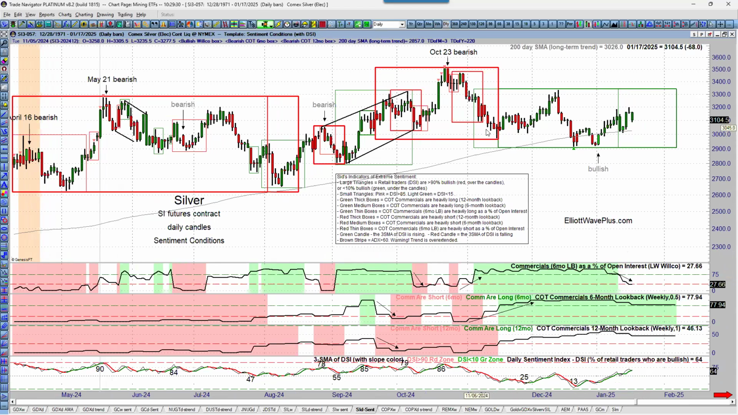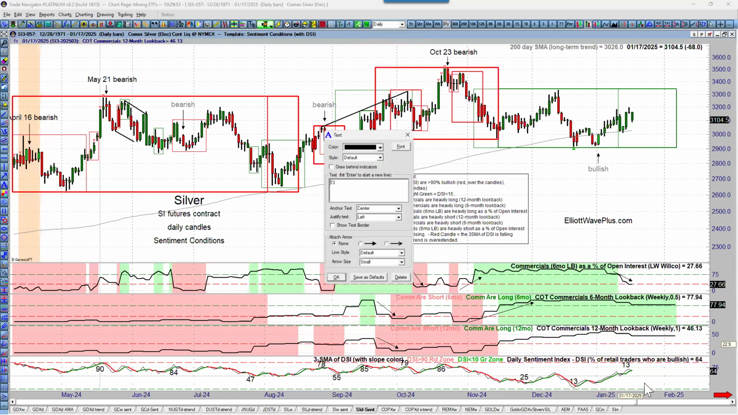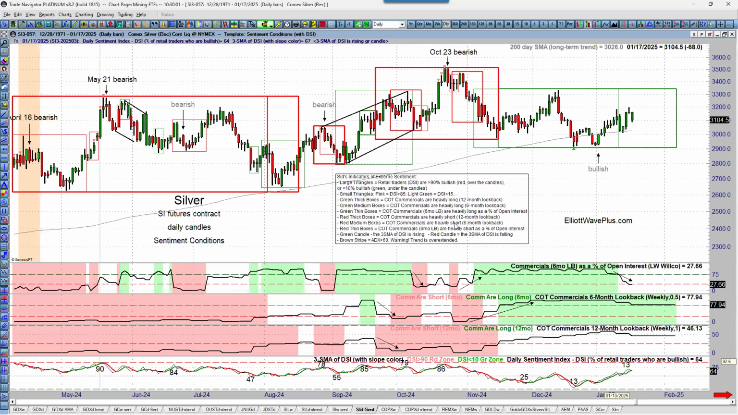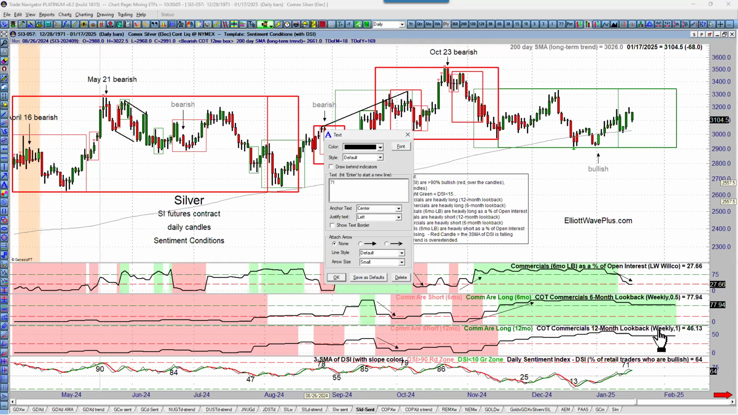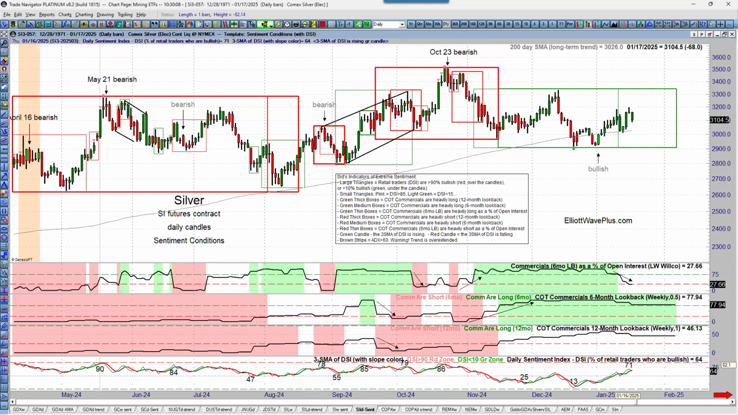Commercials as a percent of open interest started getting in, looking for a bounce back in here. Then the 6-month look back commercials started getting into it. But notice that the 12-month look back commercials are still around neutral. And we have also seen some upward movement lately, and we've seen retail start to get pretty bullish at a 71. So 71% of retail traders are bullish on silver stocks, right on Thursday of last week.